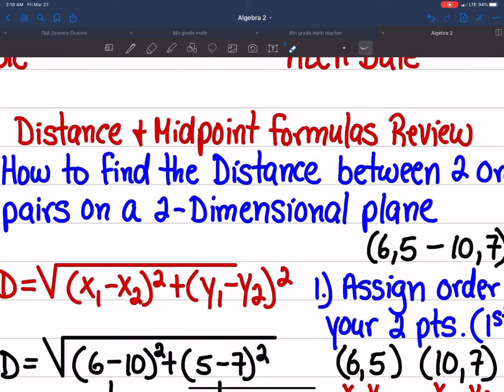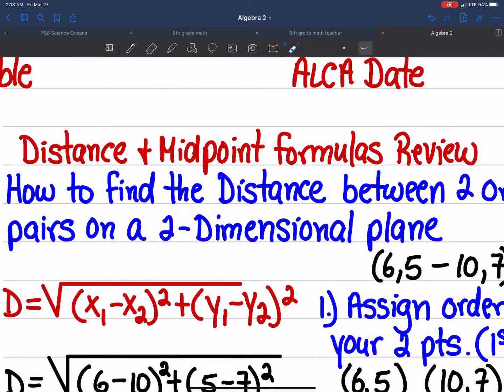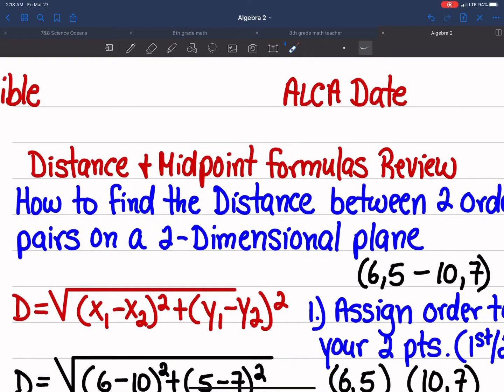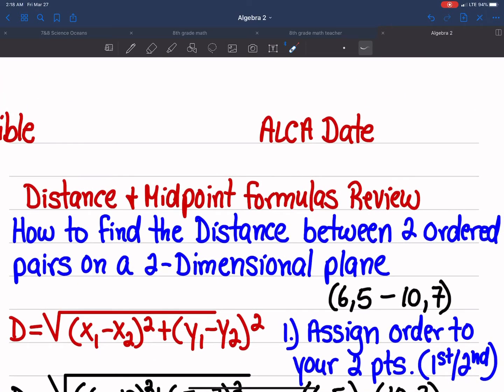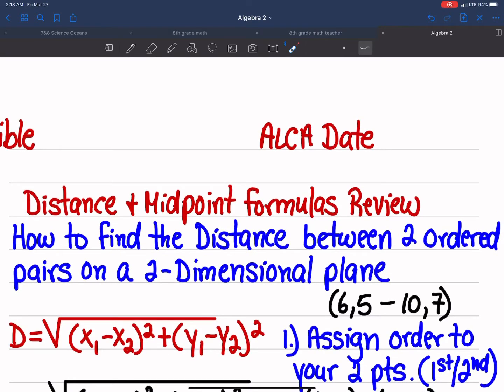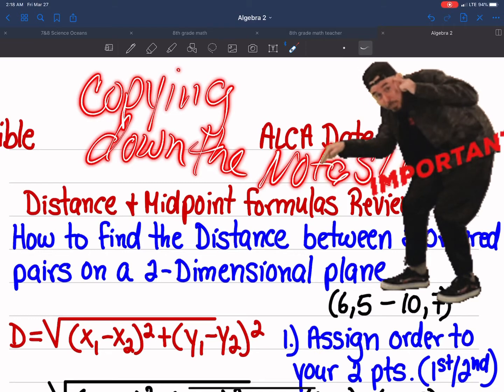Let's talk today about the distance and midpoint formula. Remember, once again, this is just review of what we were looking at the weeks before this whole pandemonium started. Okay, so how to find the distance between two ordered pairs on a two-dimensional plane. Make sure, people, that you are copying down the notes. Okay, copy them down.